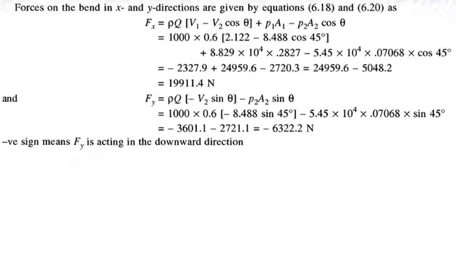Next, we will find the forces on the bend in the x and y directions, that is, the force exerted on the bend by water. Fx is equal to, this equation we have derived earlier in this video, rho into Q multiplied by (V1 minus V2 cos theta) plus P1A1 minus P2A2 cos theta. And Fy is given by rho into Q multiplied by minus V2 sin theta minus P2A2 sin theta. Here we know the quantities rho, Q, V1, V2, theta, P1, A1, P2 and A2. All these quantities are known, so we can find Fx and Fy.